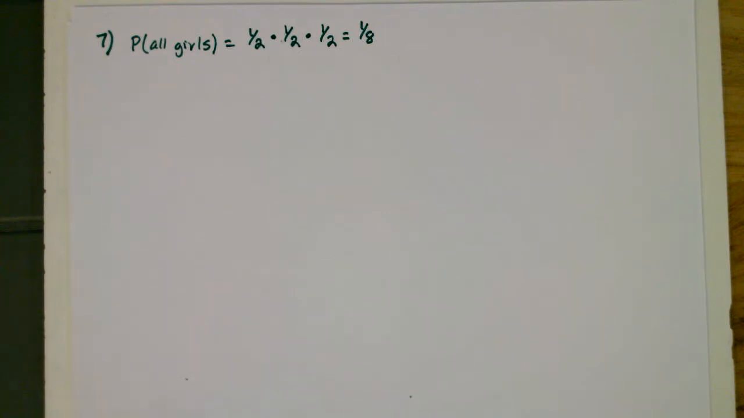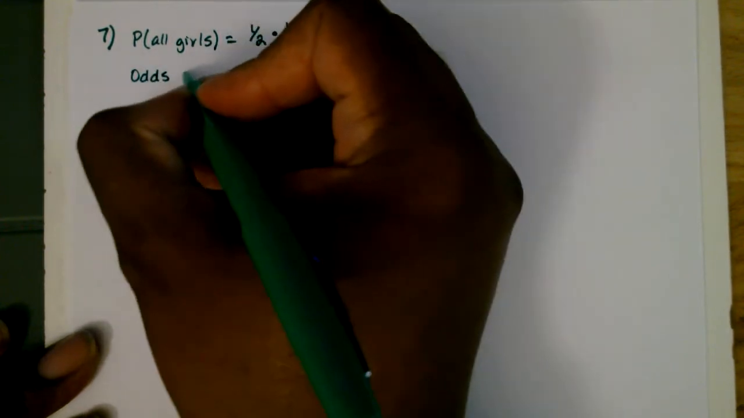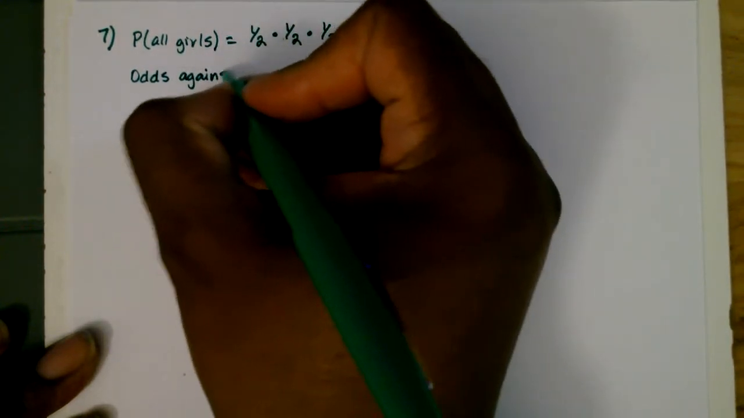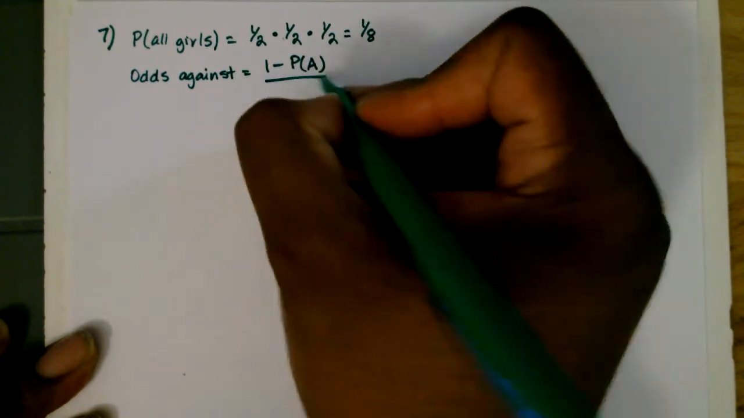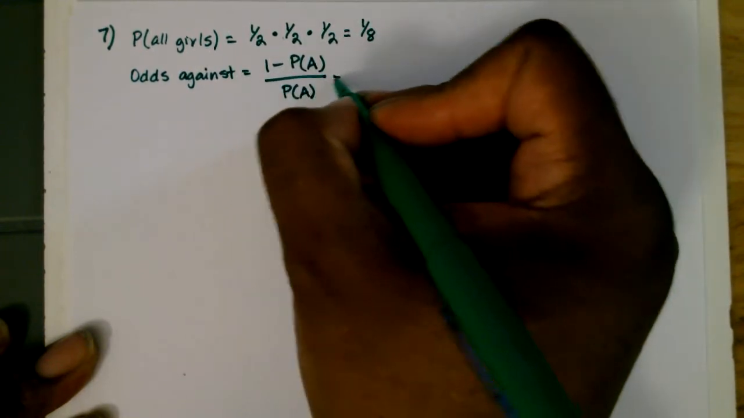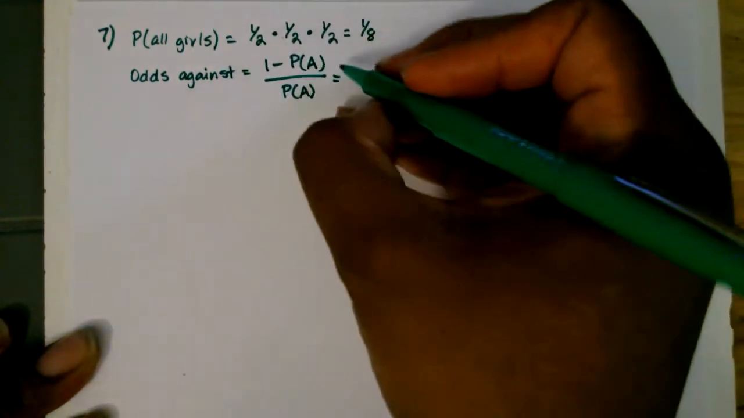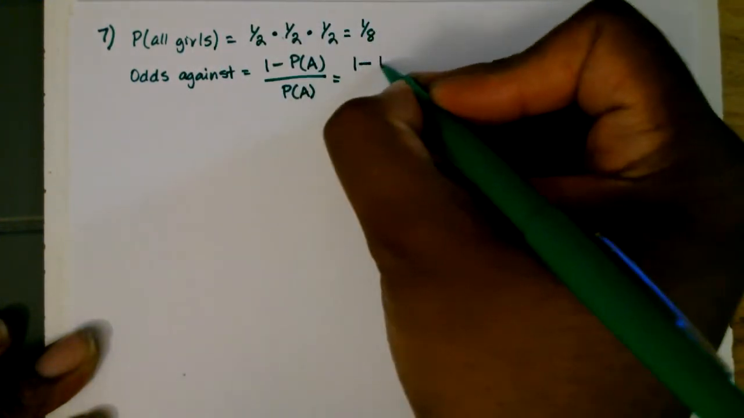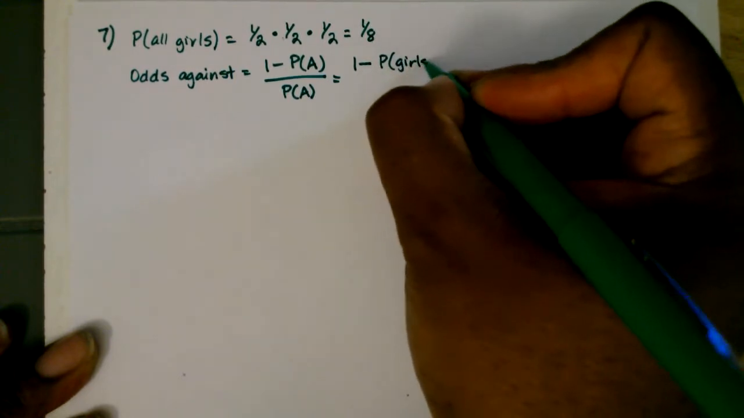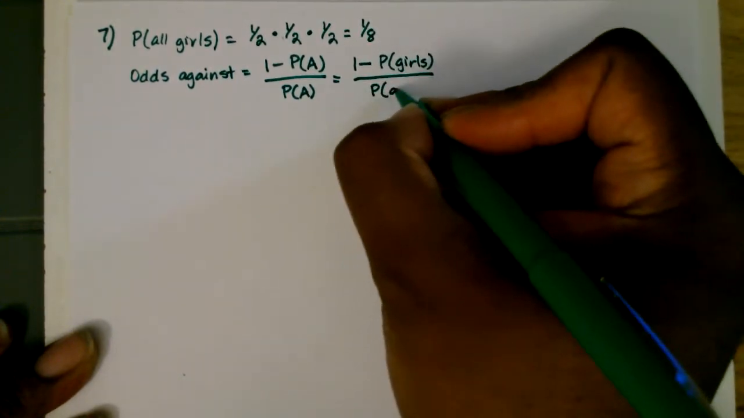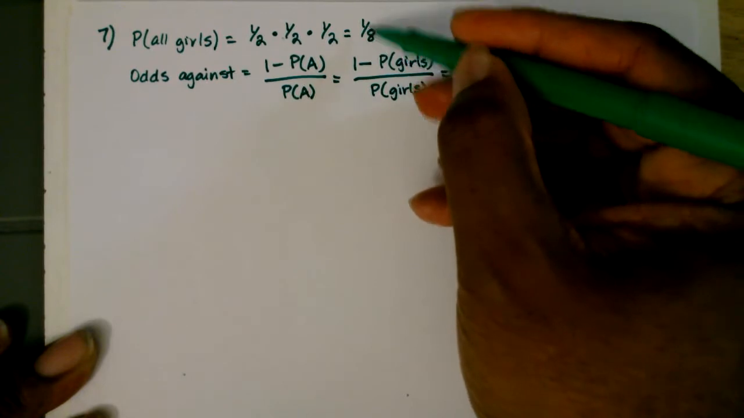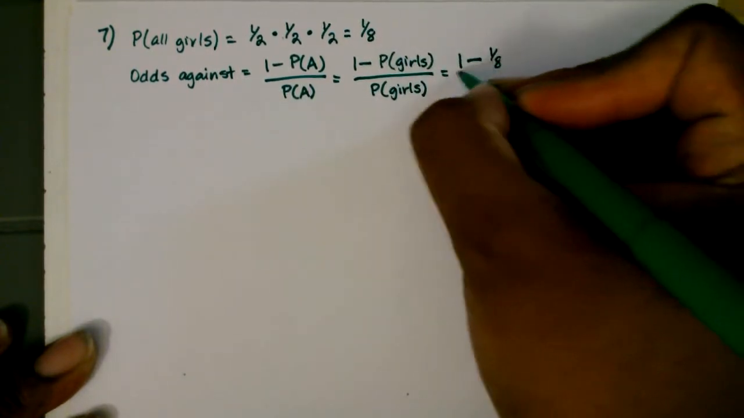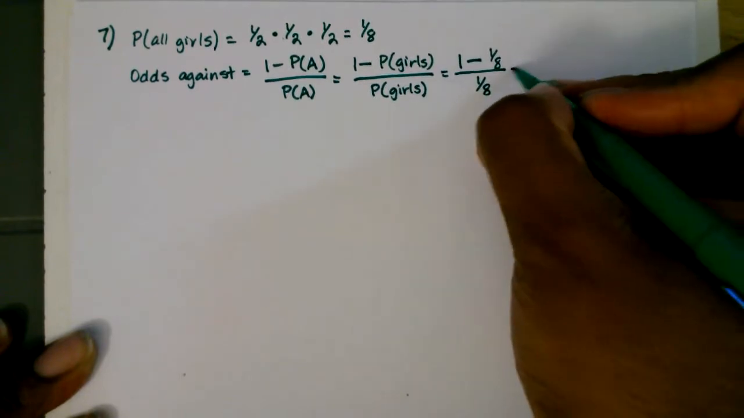Now we want the odds against having all girls. All right, anytime you have odds against, that's always going to be 1 minus the probability of event A divided by the probability of event A. And in this case, we're talking about the probability of all 3 girls divided by the probability of all 3 girls. So now we got 1 minus the probability of all 3 girls, which would be 1/8, divided by, again, 1/8.